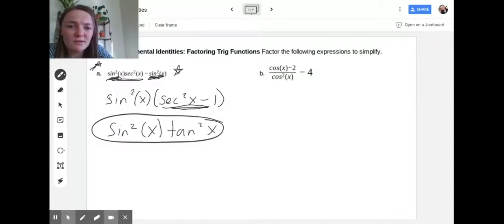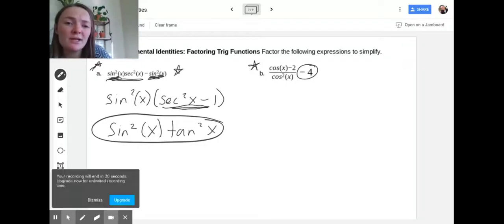For this last one here, I think this will probably be the last one we leave off on. What I want to do is go ahead and use properties of fractions to split this up into 2 pieces. So cosine of x all over minus 2 all over cosine squared x, I want to combine it with 4. Well, in order to add or subtract these things, I need to have a common denominator. So really what I need is I need this denominator to be cosine squared x.